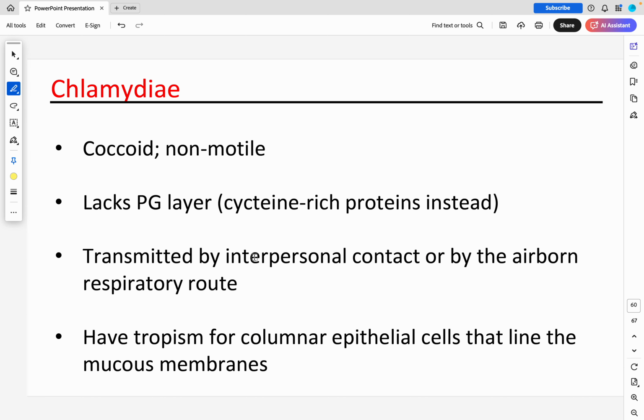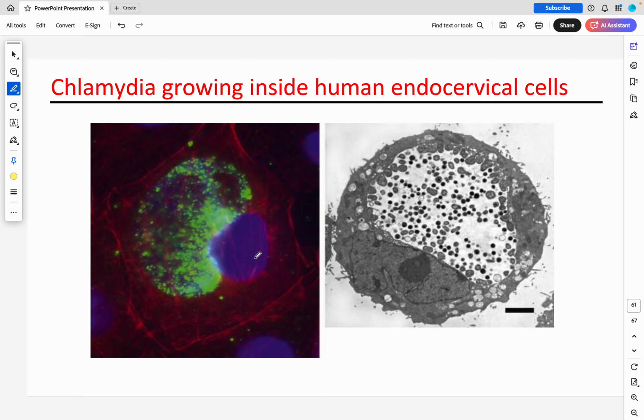Now we have the chlamydia, which are non-motile, but similar to Rickettsia, are coccoid in appearance. They do not have a peptidoglycan layer. Instead, they have cysteine-rich proteins on their membrane. They can be transmitted via interpersonal contact or via the airborne respiratory route. Their tissue of choice are columnar epithelial cells lining mucous membranes. Here is chlamydia growing inside human endocervical cells. You can see the green colored cells, so they are inside the host cell.